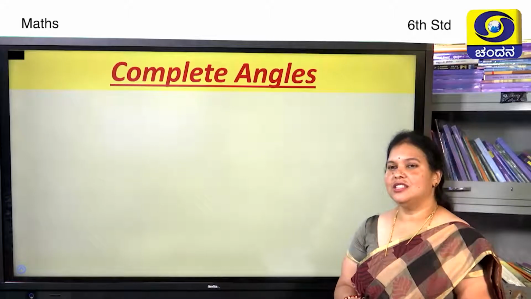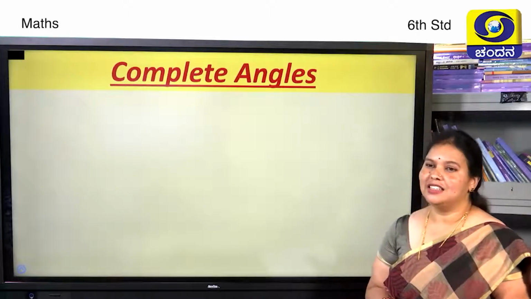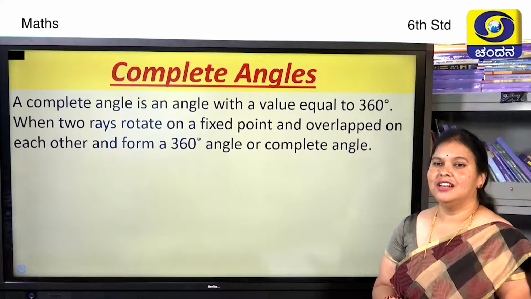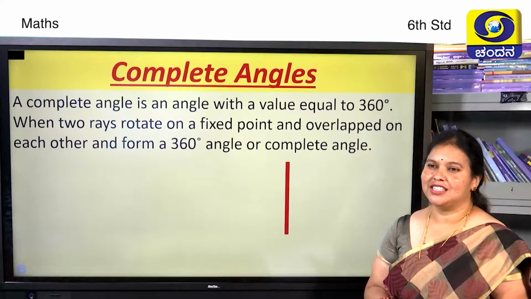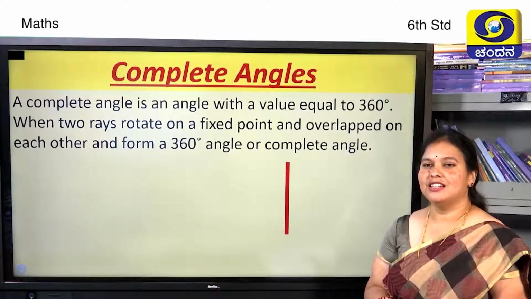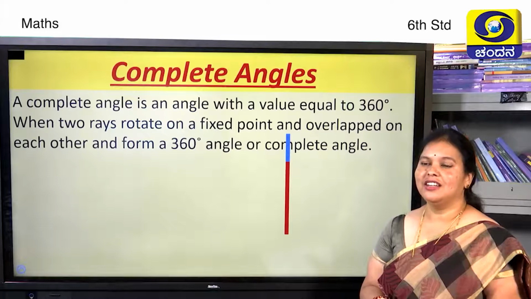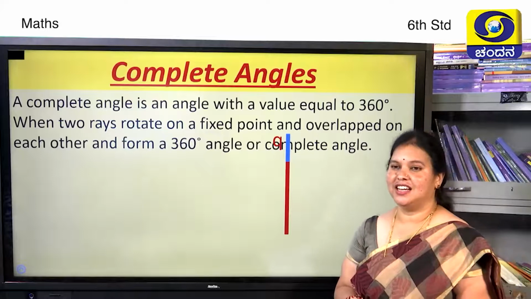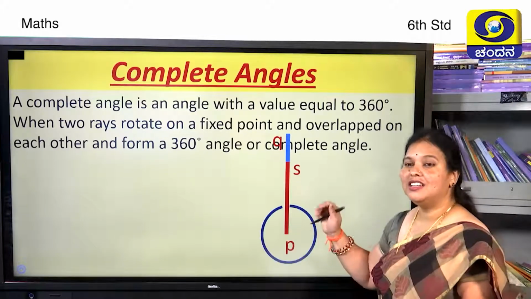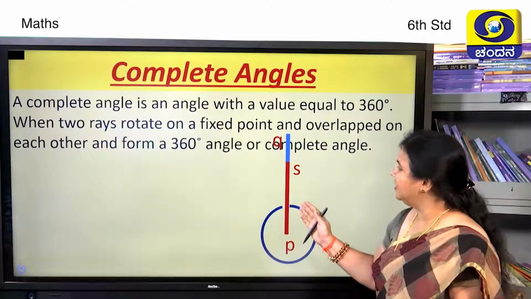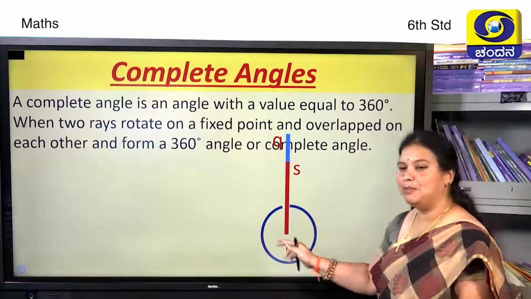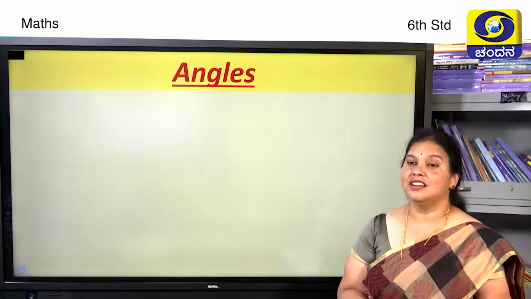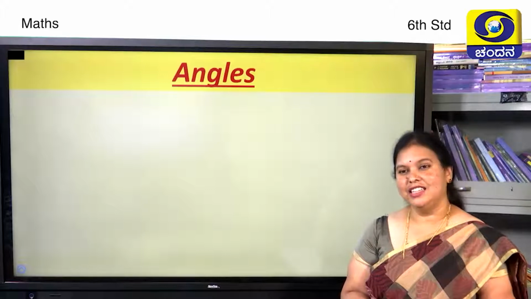Next, take down this for complete angles. Complete angles can be defined like this. A complete angle is an angle with a value equal to 360 degrees when 2 rays rotate on a fixed point and overlap each other and form a 360 degree angle or complete angle. Here also I have taken 2 line segments. See how these 2 line segments are overlapped on each other and form a complete angle. Till now we have learnt right angle, straight angle and complete angle.